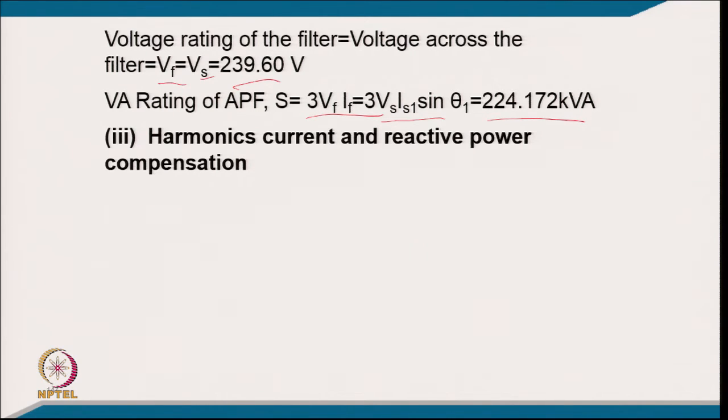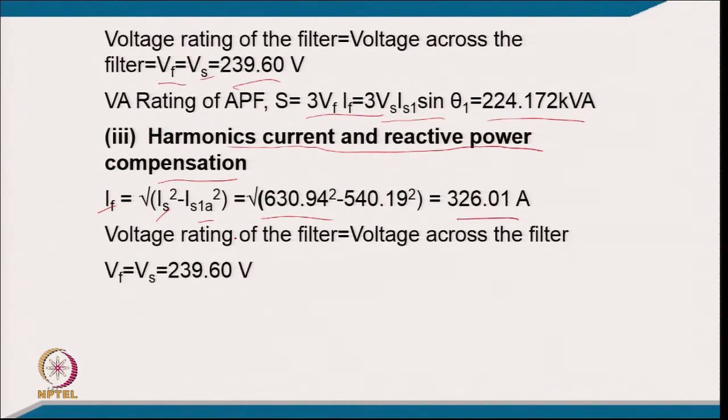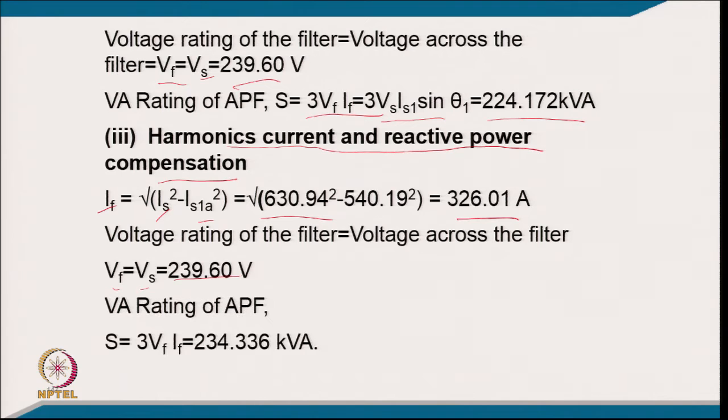Now the active power filter rating for providing harmonic current and reactive power compensation. The filter current will be root of IS square minus IS1A square, putting the value it comes 326.01 ampere. The voltage rating of the filter is the voltage across the filter, that is Vf equal to Vs equal to 239.6 volt, and the VA rating of the active filter for this component is 3 Vf IF, which after putting the value comes 234.336 kVA. So you can clearly see that the rating is increasing for all 3 compensations, from one to another.